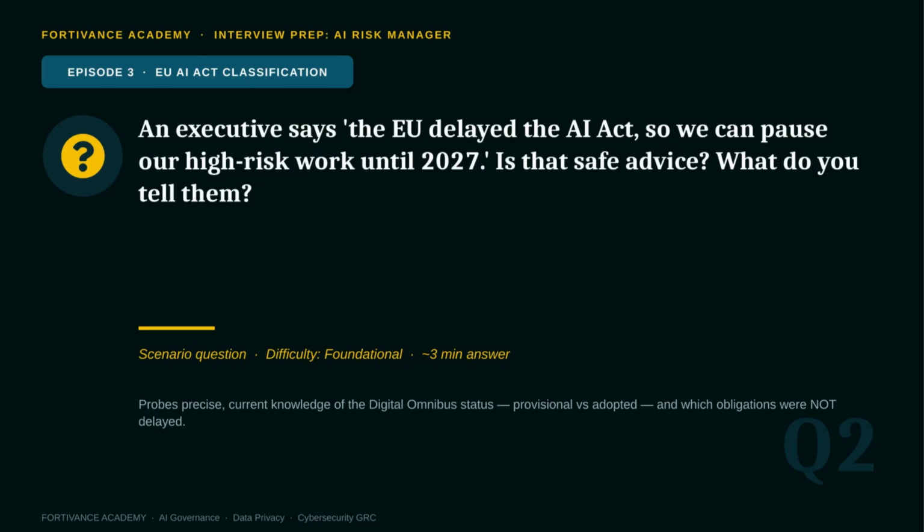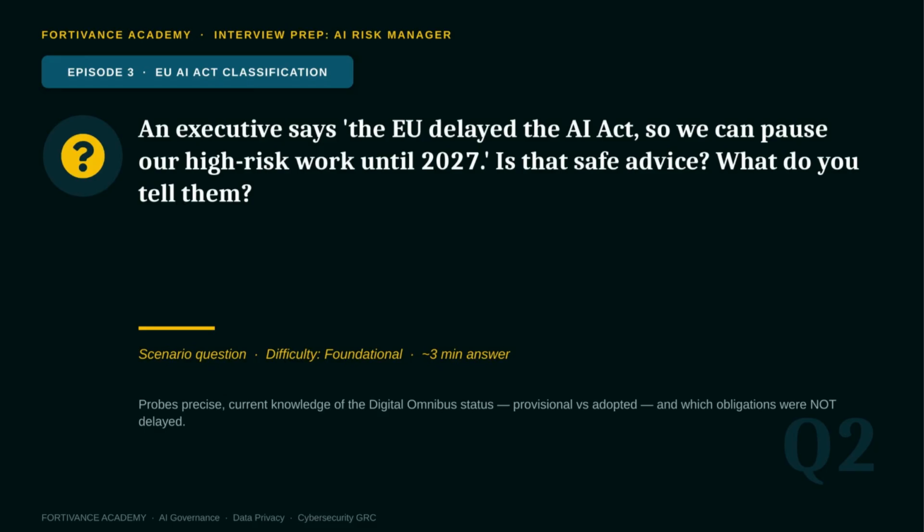The Digital Omnibus reached provisional political agreement on May 7, 2026, deferring Annex 3 high-risk obligations to December 2027 and Annex 1 to August 2028, but it is not yet formally adopted. Until it's published in the official journal, the original August 2, 2026 date legally remains live. And critically, the Article 50 transparency obligations were largely not delayed. They still apply from August 2026.